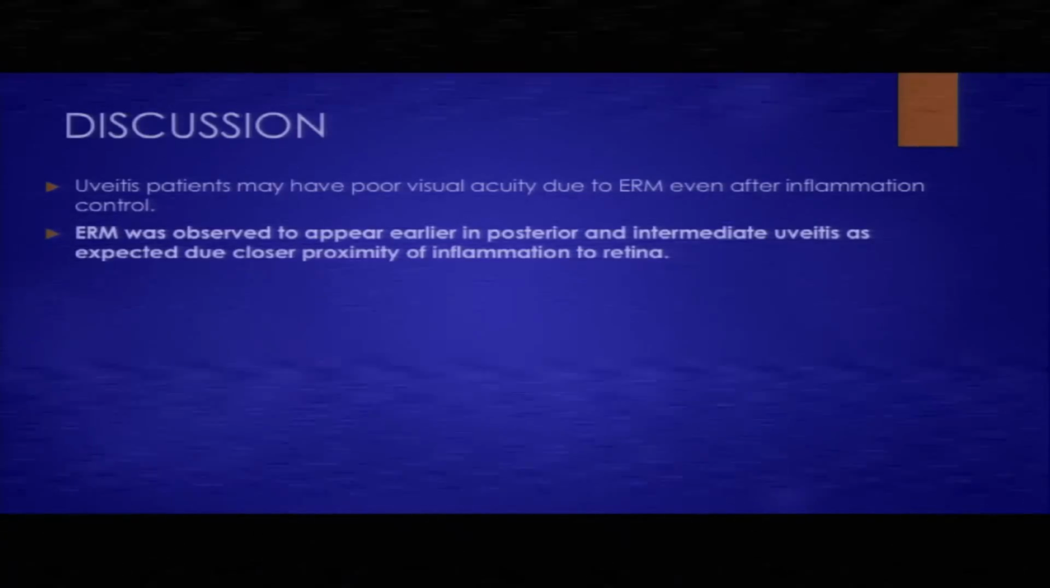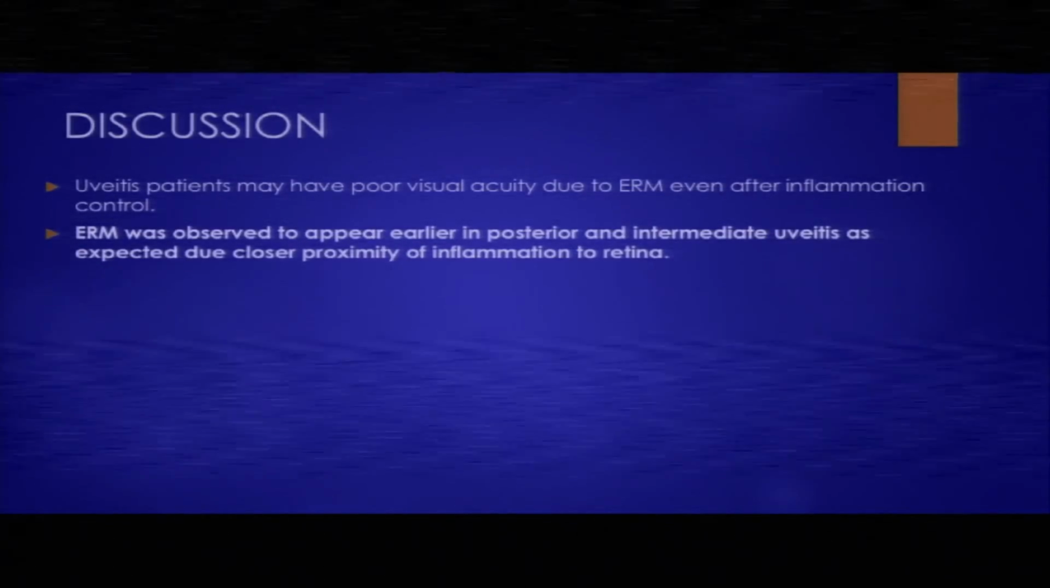Mean logMAR visual acuity worsened significantly in 1 year. In our study, all patients were N8 or better at baseline, but at 1 year follow-up, 47% had dropped below N8. The rate of metamorphopsia increased from 20% to 80%, and there was a significant correlation between the movement of the ERM towards the fovea and the visual acuity.